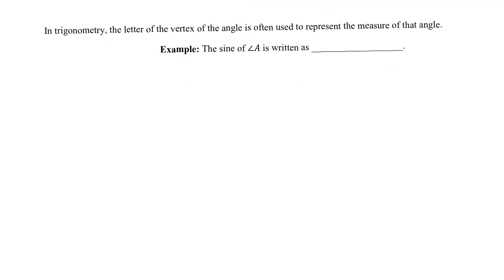All right, so in trig, the letter of the vertex of the angle is often used to represent the measure of the angle. So when I say the sine of A, if I have a right triangle ABC, the sine of A can be written as sine A. But what it's talking about is the sine of angle A. We just abbreviate it to which trig ratio we're using and then which angle we are using.